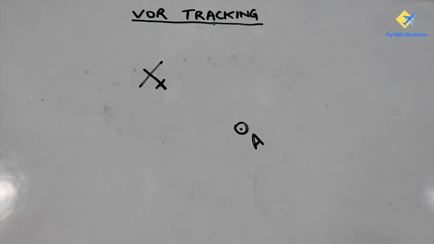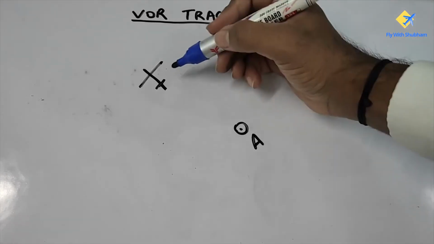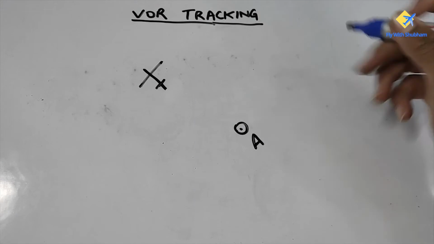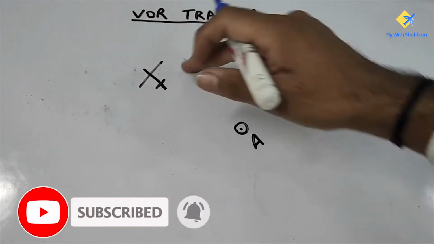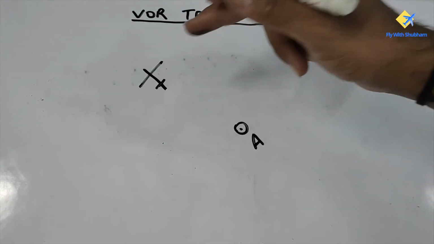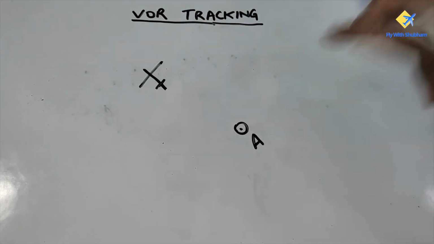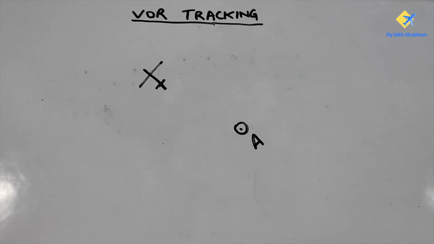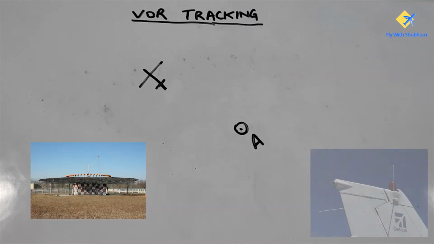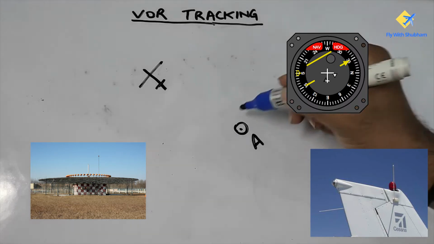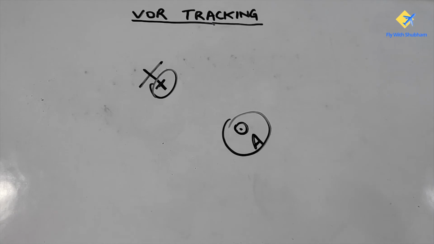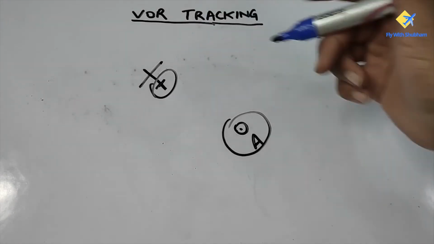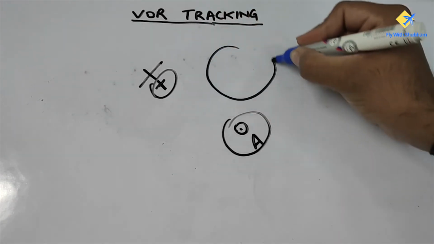One of the most important things to know is your position with respect to a VOR. Let's take an example where you're flying in the vicinity and point Alpha is a VOR in the vicinity where you're flying. So your instructor tells you, find the position with respect to the VOR Alpha. So how do you do that? There are three major components involved in a VOR, like I told you before, which are the station, the antenna on the aircraft, and the instrument. The main thing is you should know how to read your instrument.